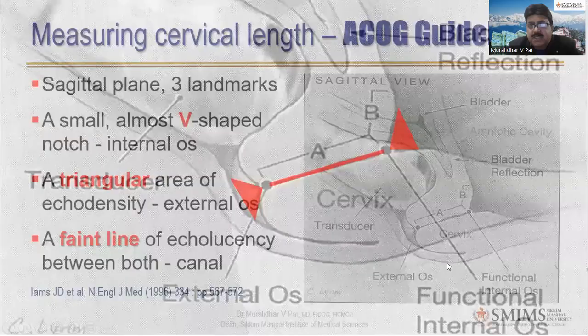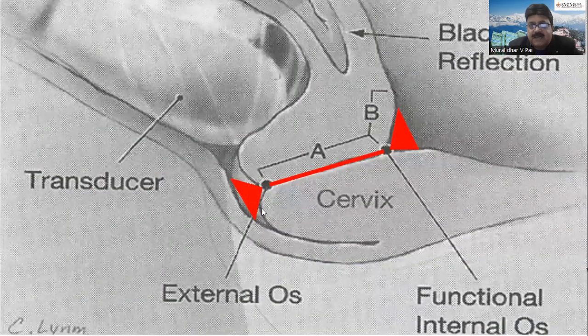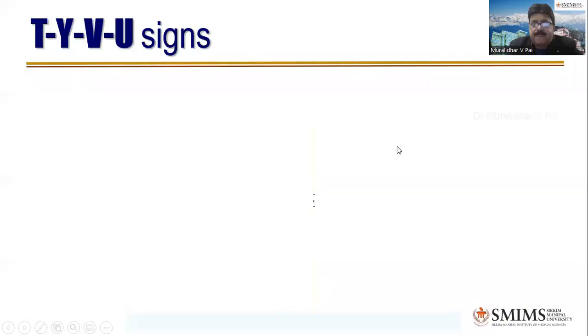I'm going to blow up this picture. As you can see clearly now, it is from the external os to the internal os. This length is very important for us. And you can make out that by a triangular area here and a triangular area there. And that is the area.